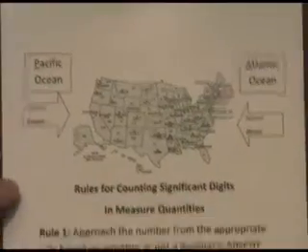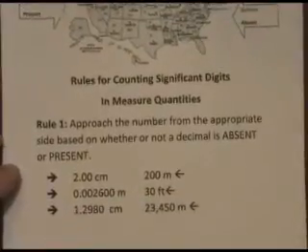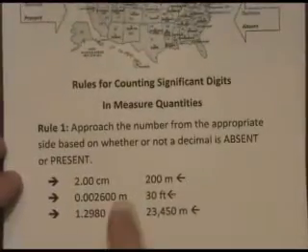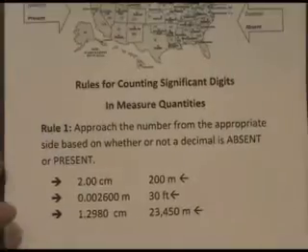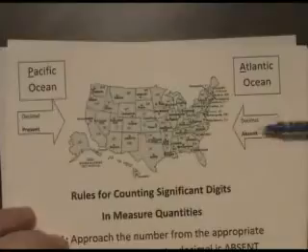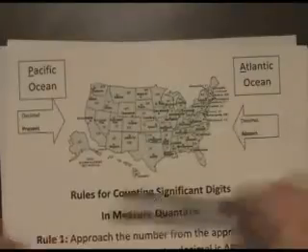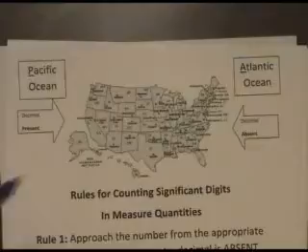And what this refers to is our first rule for counting sig figs in measured quantities, and that is approach the number from the appropriate side based on whether or not there is a decimal point. And so if the decimal place is absent, we approach the number from the right side, and if the decimal point is present, we approach it from the left side.